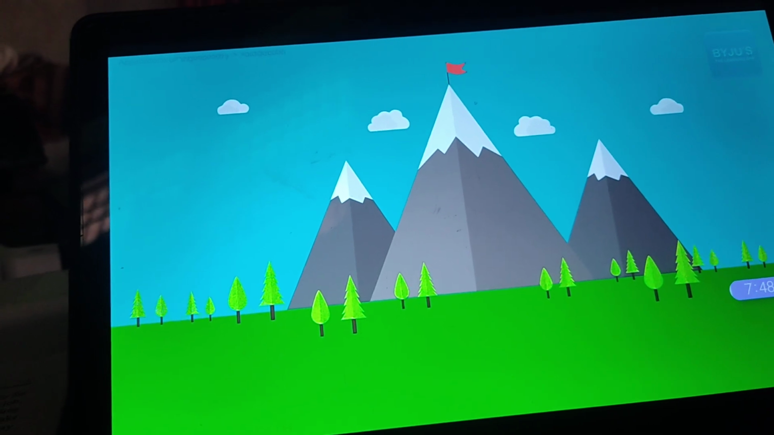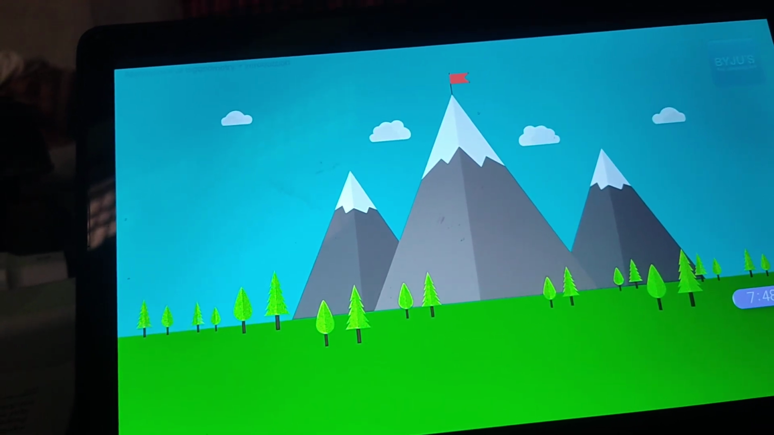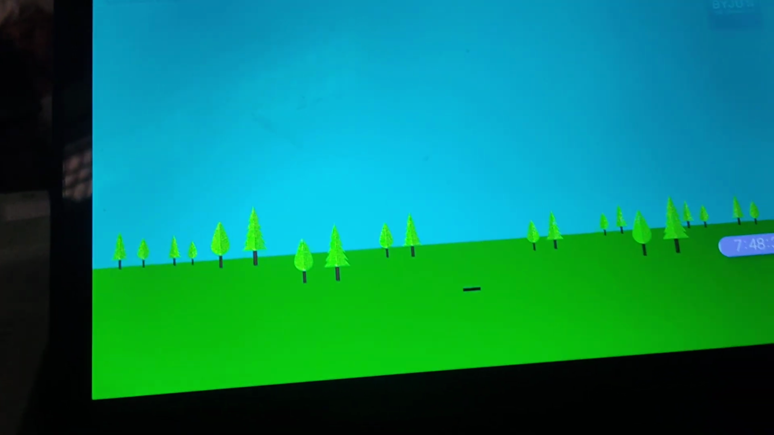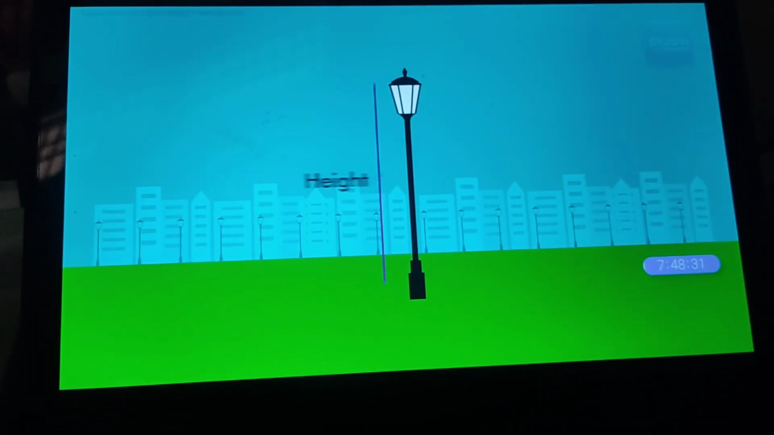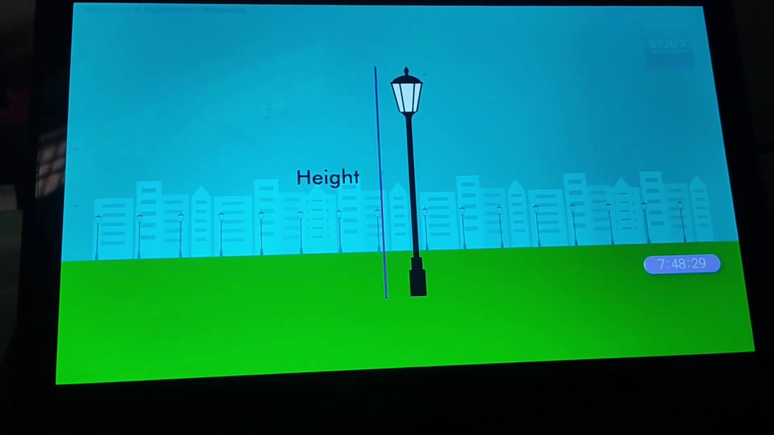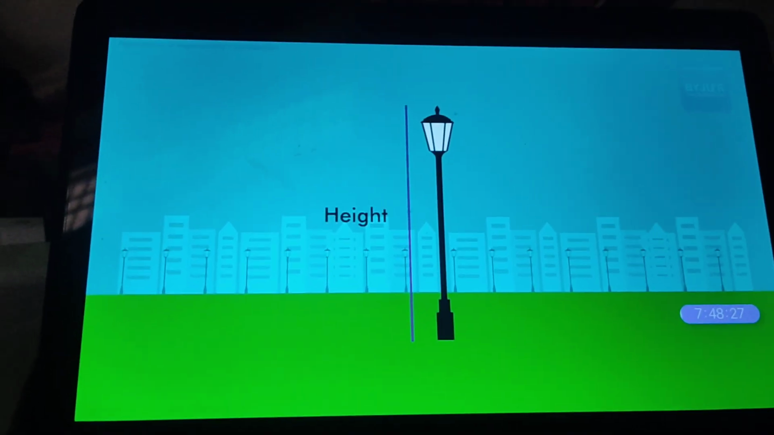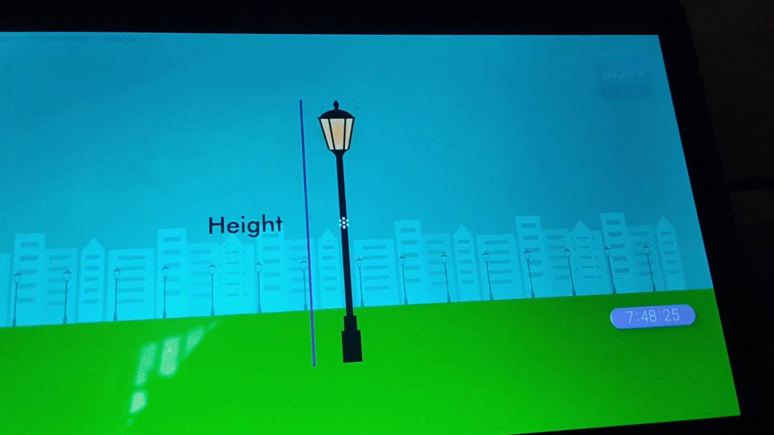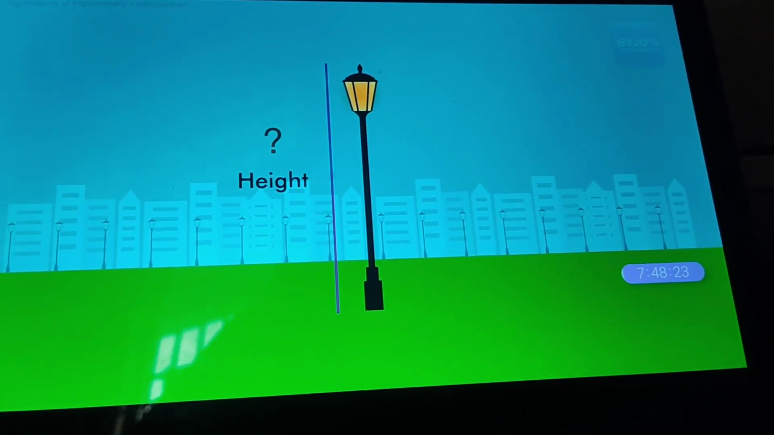Let's say we have a mountain peak here. Or for simplicity, instead of the peak, let's start with a pole. You know how to measure the height of a pole? You can, in the exact same way, measure the height of a peak as well. So let's say I have a long pole here and I need to measure its height.